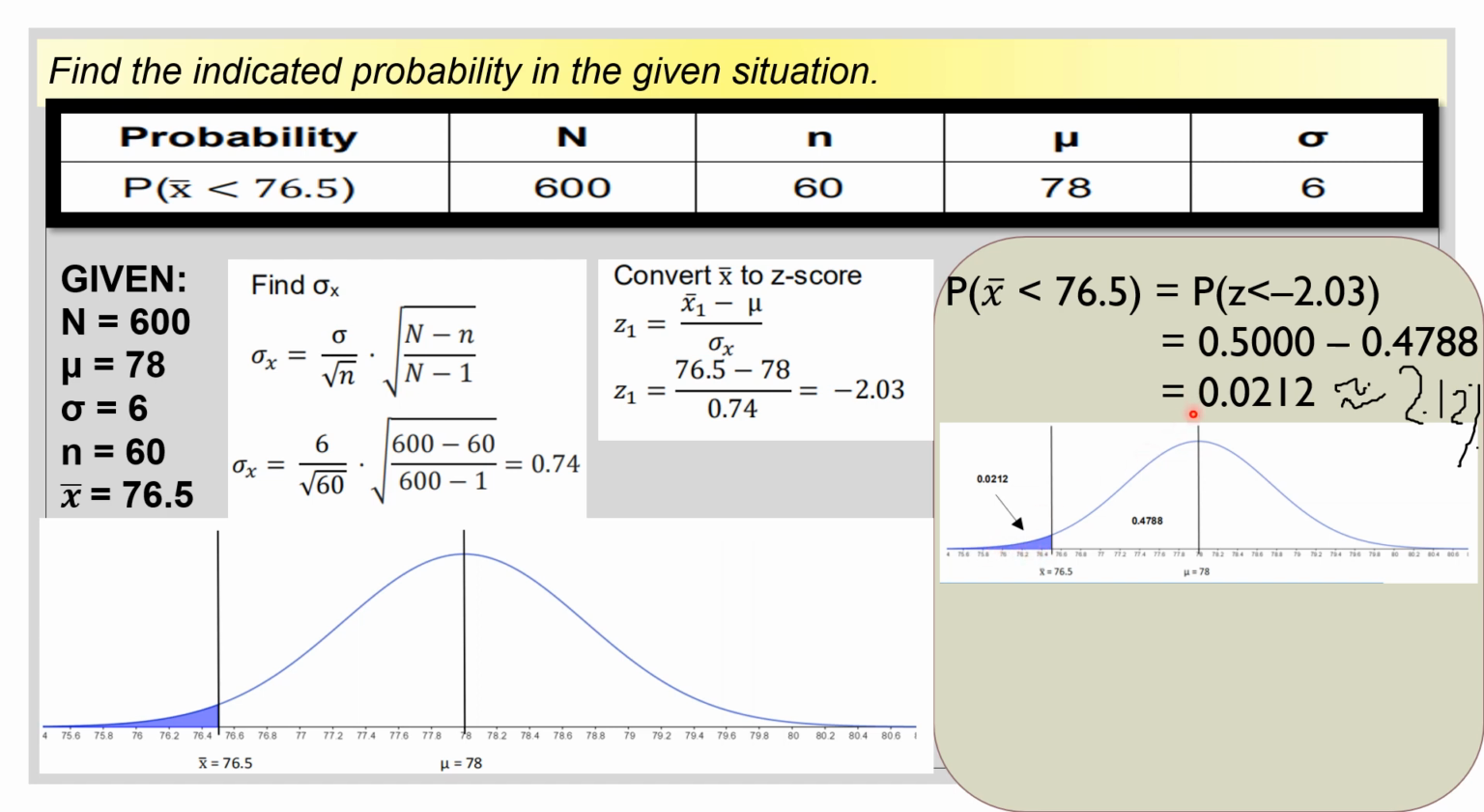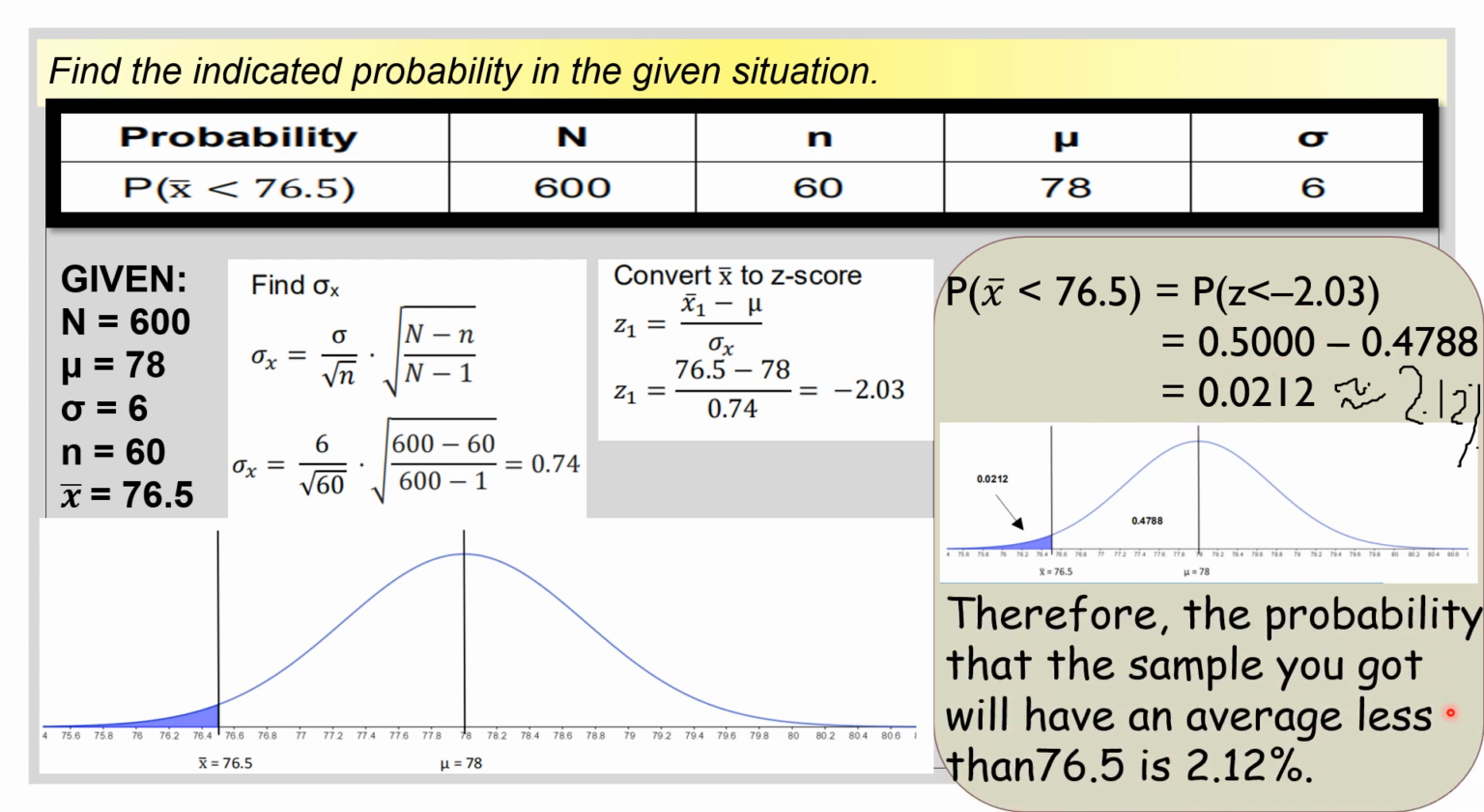Kaya nag-minus tayo kasi ito lang yung kinukuhanan natin ng area. Bakit 0.5? Minus natin siya kasi one of the properties of a normal distribution or normal curve is that it is symmetrical, no? And the total area is 1. Therefore, we can say that half of the normal curve is 0.5. Kaya minus natin siya sa 0.5. And therefore, we conclude that the probability that the sample you got will have an average less than 76.5 is 2.12%.